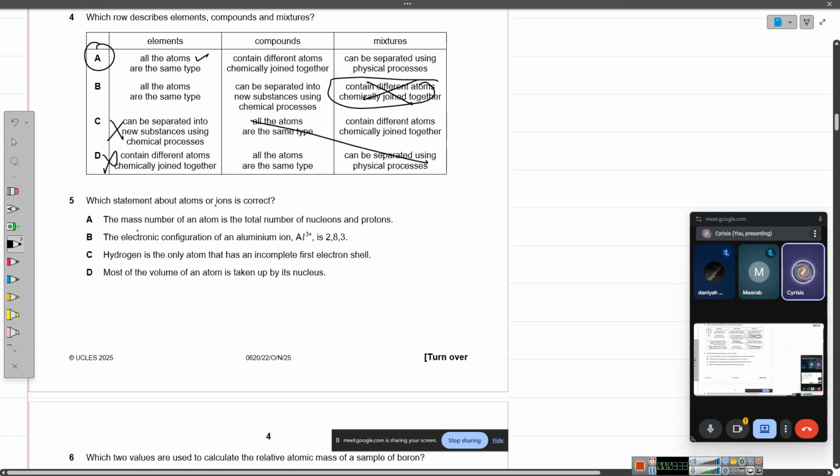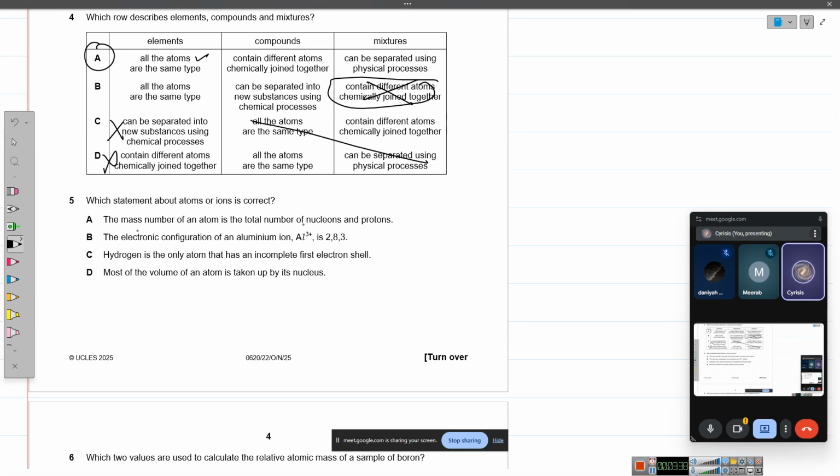Which statement about the atoms or ions is correct? The mass number of an atom is the total number of nucleons and protons. Now remember, nucleon is already neutron plus proton, okay? So that is not correct for you, right? The electronic configuration of aluminum Al3+ is 2, 8, 3. Not possible because it has plus 3 charge, so it should be 2 and 8, right? Hydrogen is the only atom that has an incomplete first electron shell. Seems plausible, right? I will mark it correct if it is later. I'll cross off all first.